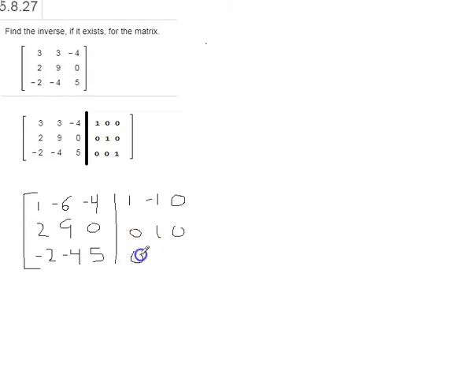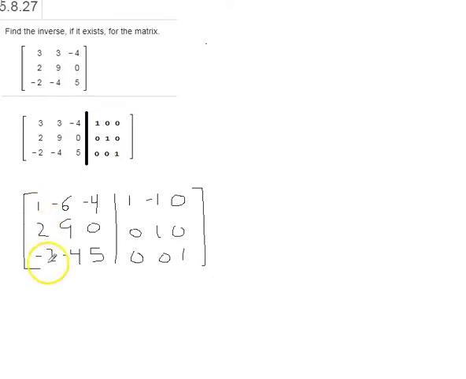So row 1 has changed. No other row has changed. And I have my goal here of a 1 right there. And you should work these one column at a time. And so I next want to get a 0 here.